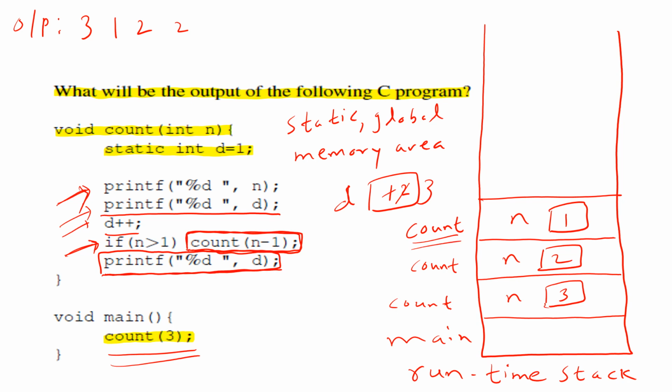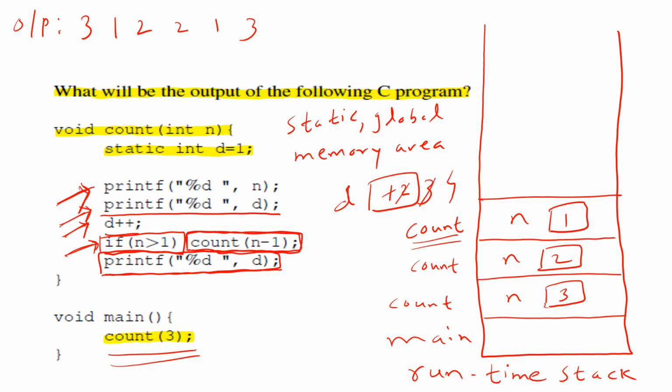Again variable d need not be created, it is a static storage class variable, it is already there. We again print the value of n, which happens to be 1. Then we print the value of d, which happens to be 3. Then we again increment the value of d by 1, so d becomes 4. Now we check this condition, is n greater than 1? No, n is not greater than 1.